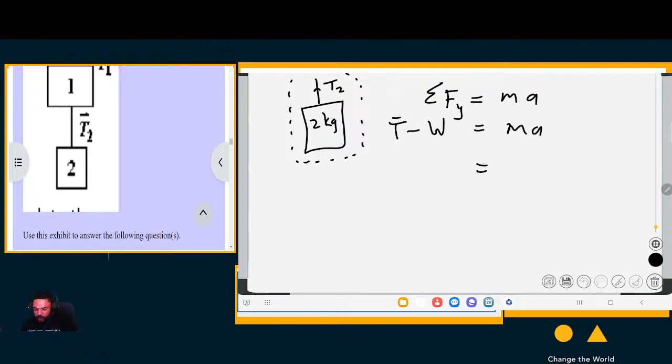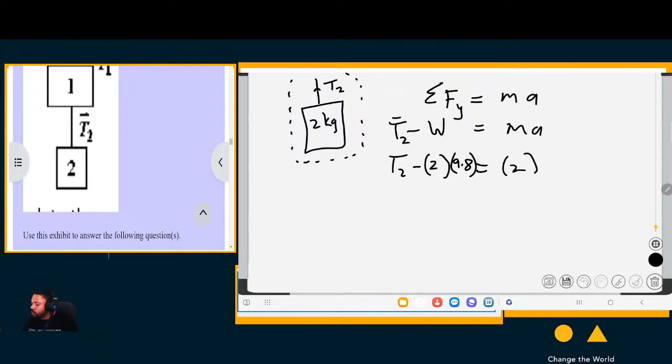We want the tension, so we write T2 minus the weight. The weight is simple: it is just the mass times the acceleration due to gravity. In this case it is 2 kilograms, the mass, times 9.8. That is the weight. So now we have the sum of the forces, equal to the mass of the block, which is 2 kilograms.